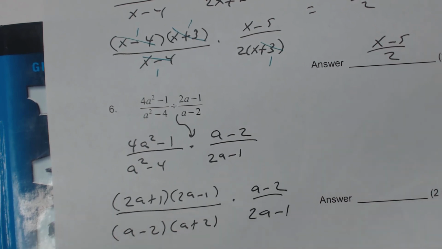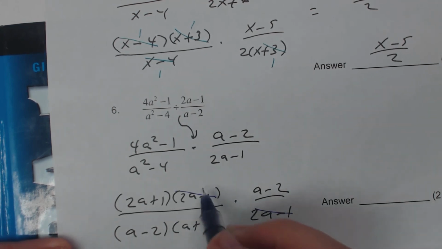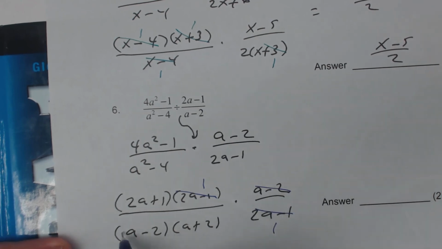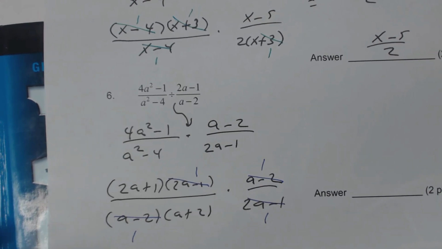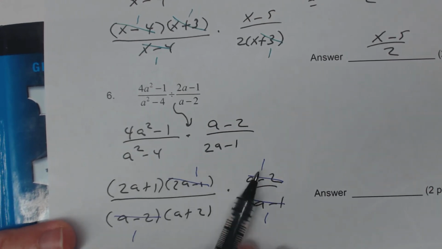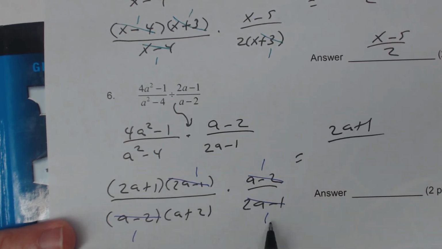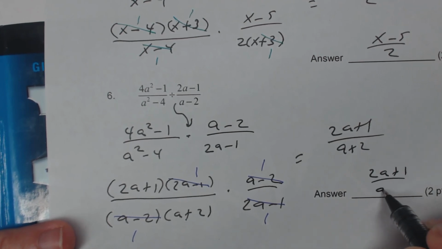And now I start reducing. This 2a plus 1 will not reduce anything down here. This 2a minus 1, it's right here, so I can factor those out. I'm left with factors of 1. A minus 2 will reduce with this one. So those factor out. I'm left with factors of a minus 1. And the answer then is 2a plus 1 times 1 times 1 is 2a plus 1. 1 times a plus 2 times 1 is a plus 2. So the answer is 2a plus 1 divided by a plus 2.